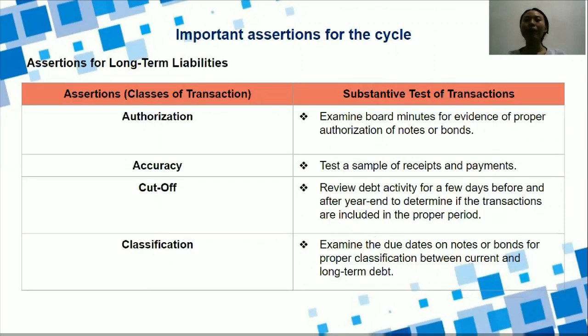For the authorization, the auditor needs to examine the minutes of meeting, as I already mentioned. And for the accuracy, the auditor can test a sample of receipts and payments. Okay, for cutoff, we all know that cutoff is to determine whether the transaction is recorded in the proper period. So the auditor can test it by reviewing the debt activity for a few days before and after year end to determine whether the transactions are recorded in the proper period.